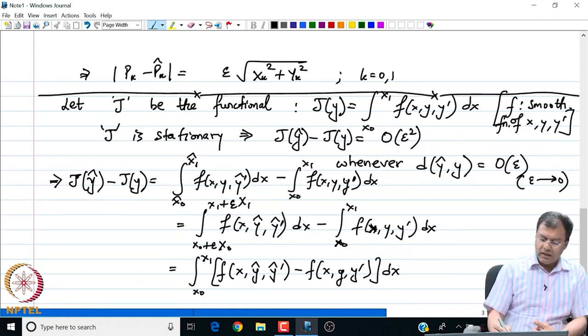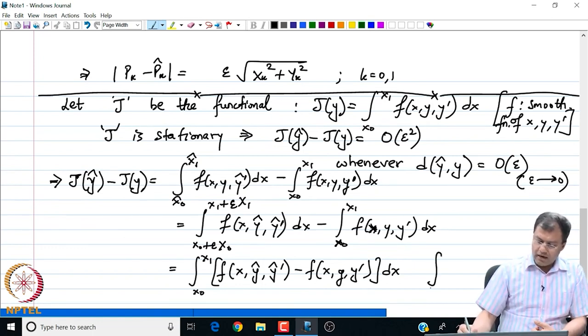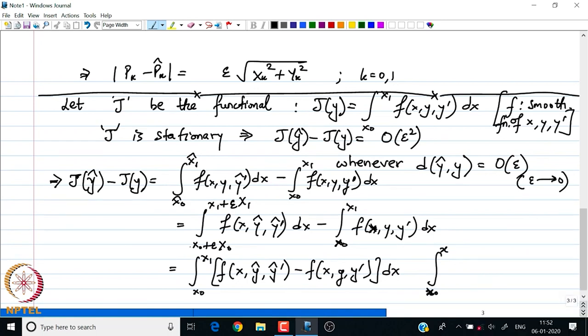And then I am left with the other two intervals. One interval is from x naught plus epsilon to x naught with a plus sign, which is also equal to the integral from small x naught to small x naught plus epsilon times capital X naught. Notice that this will be in terms of a minus sign because x naught appears with a minus sign here. So this is minus f of, in this interval only the perturbed value of the function is defined. So this becomes x comma y hat comma y hat prime dx, and then the second interval is from x 1 to x 1 plus epsilon capital X 1 of f of x comma y hat comma y hat prime dx.